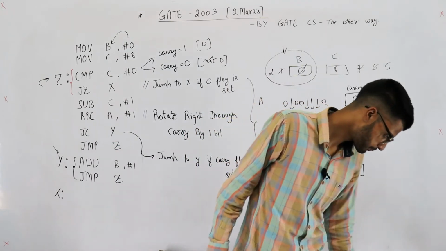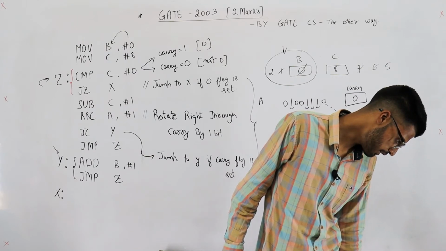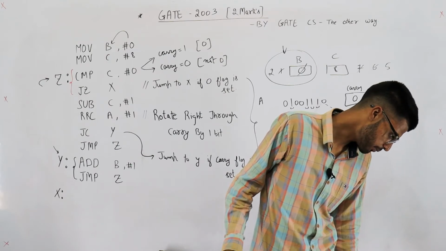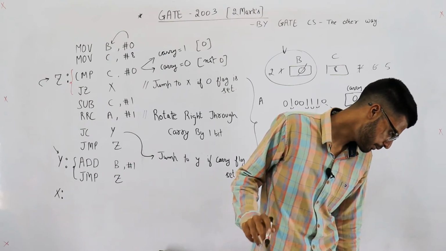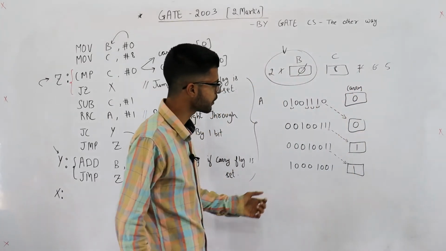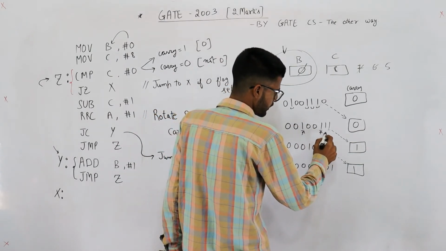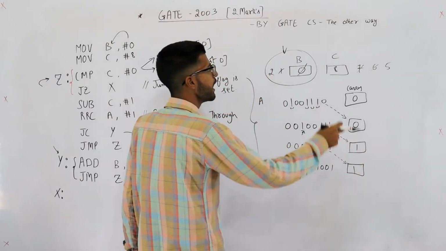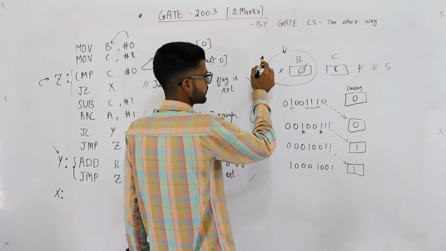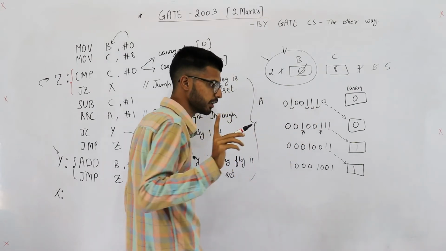I'll read the options. Initial value of register A is A0. The value of register B after the program execution will be: A part says the number of 0 bits in A0. B part says the number of 1 bits in A0. So B part is the answer here, because all the bits which are 1 will eventually come into this carry flag and cause an increment in this register. So at the end of this program, B will contain a value equal to the number of ones in A.